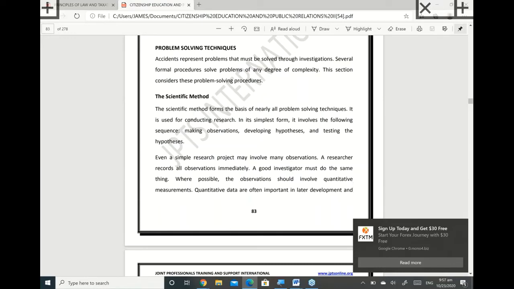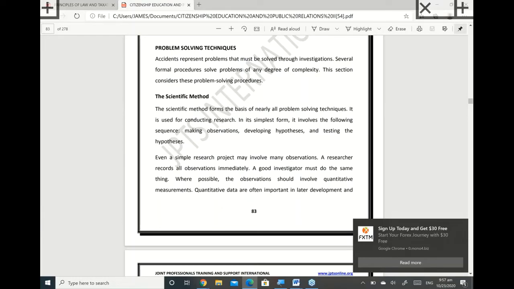It is used for conducting research. It is simple. It involves the following sequence: making the observation, developing a hypothesis, and testing the hypothesis. You do the observation, which might be direct observation or indirect observation. Then you develop the hypothesis, you develop it. Then testing the hypothesis. Even a simple research project may involve many observations.